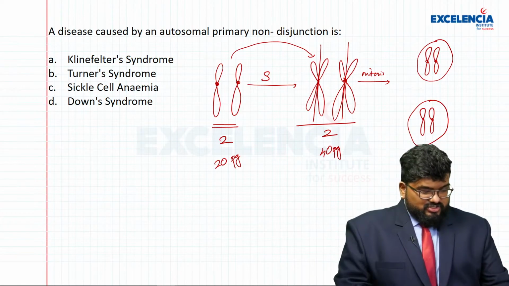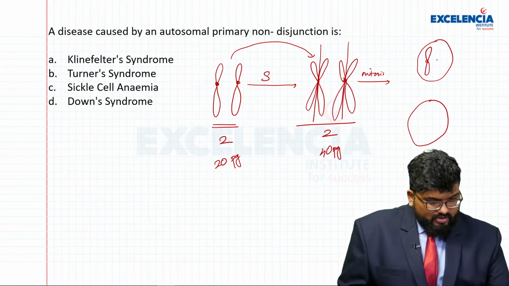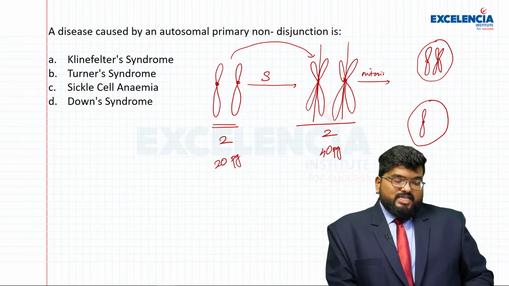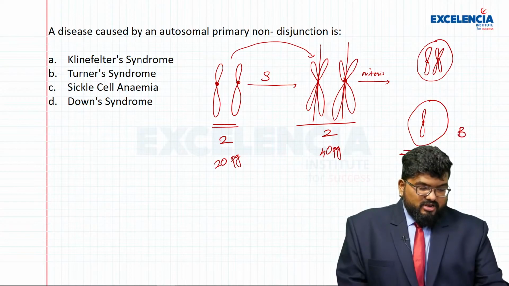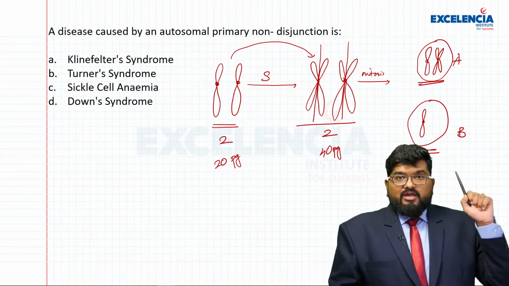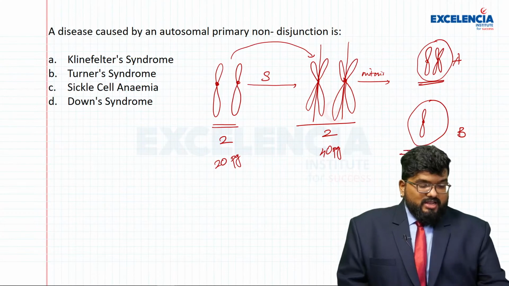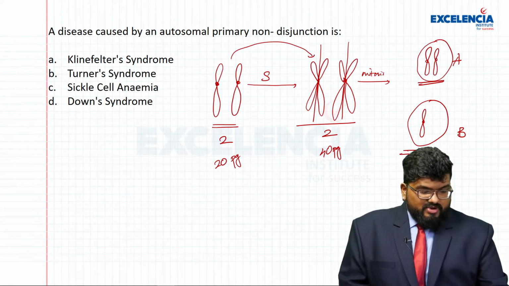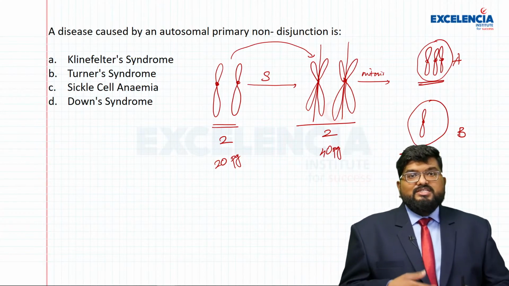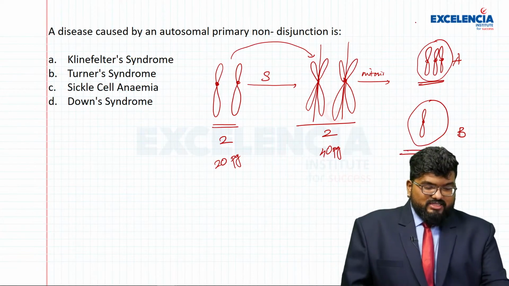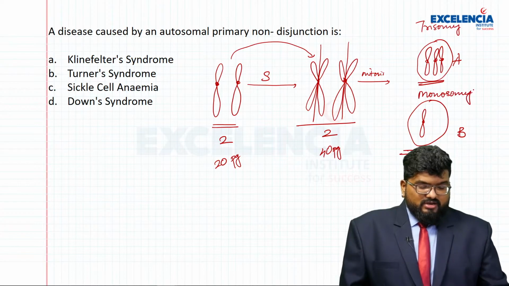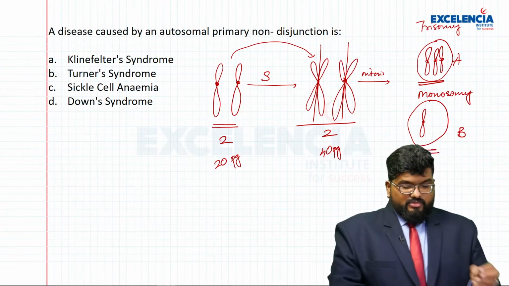Now what is non-disjunction? If non-disjunction is occurring, initially this will be the condition in one cell and this will be the condition in the other cell. So let me rename them as A and B. The cell named B has 1 less chromosome, and this particular chromosome will now be represented as this, right? And cell A has 1 extra chromosome, so that is trisomy, isn't it? So this is trisomy and this is monosomy, correct? Now here they are asking autosomal.